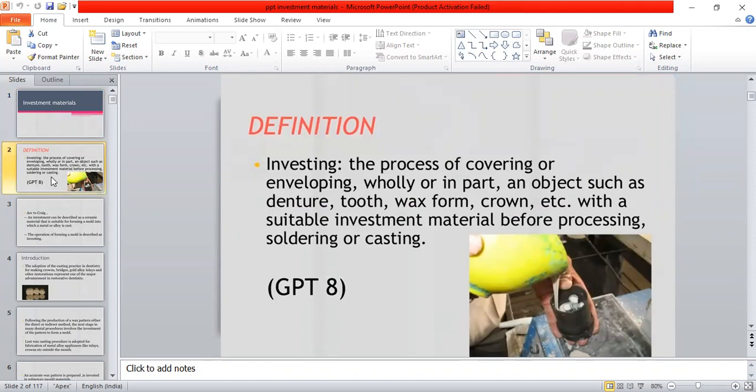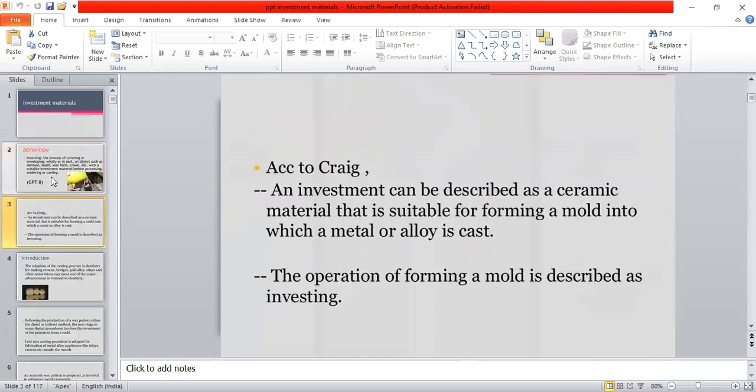So, investing is defined as the process of covering or enveloping an object such as the denture, tooth or wax form or crown, etc., with a suitable investment material before processing, soldering and casting. Investment is again defined as the ceramic material that is suitable for forming a mold into which the metal or alloy is cast. The operation of forming the mold is called investing.